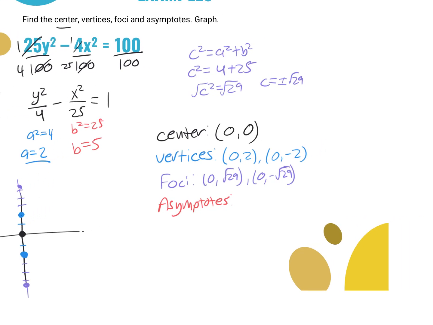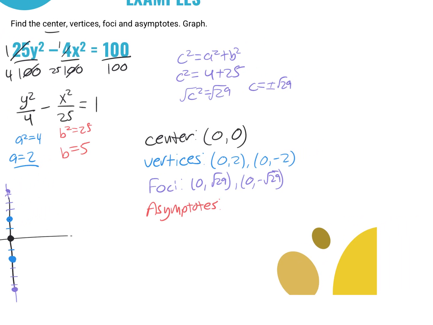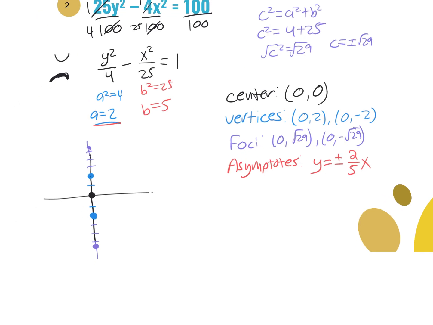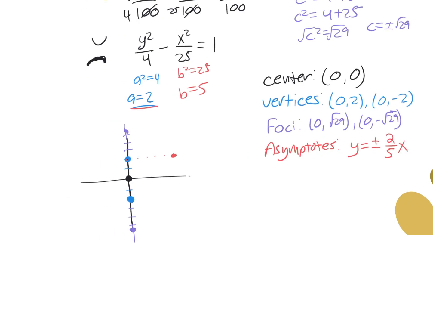Right, your asymptotes are going to be y equals plus minus whatever goes with the y. In this case, a goes with the y, so that means 2 is going to go on top. B goes with the x, so 2 over 5x. So that means I'm going to have a line with a slope of 2 over 5, so up 1, 2, 3, 4 over 5, right there. So I know it's going to go something like that. And then it's going to go down 2 over 5, so 1, 2, 3, 4, right there. Somewhere right there, right? And then we can plot that line.